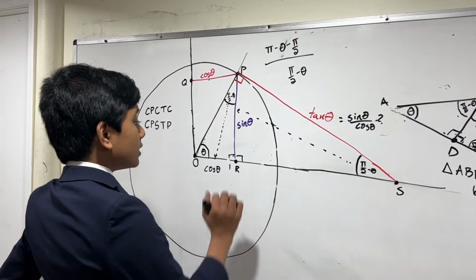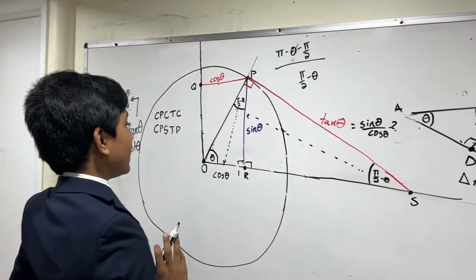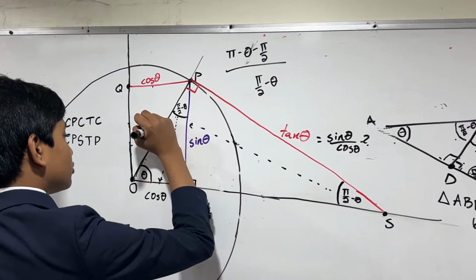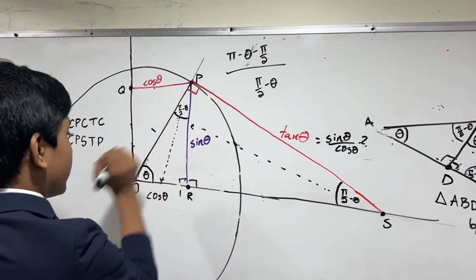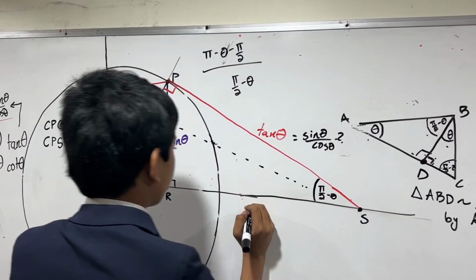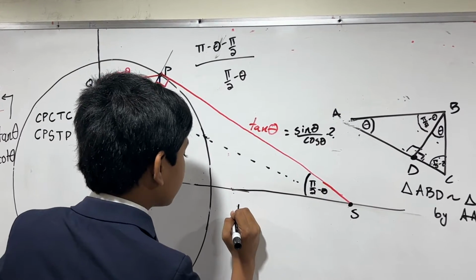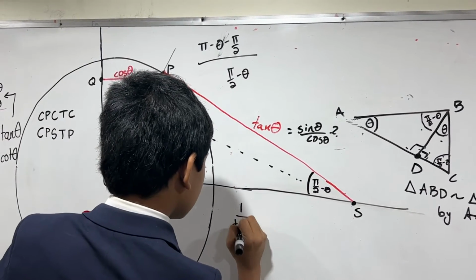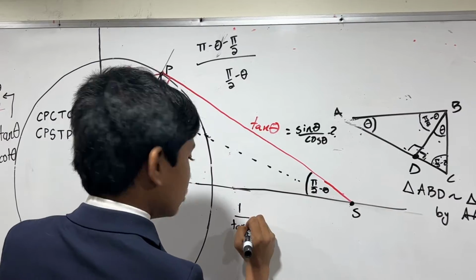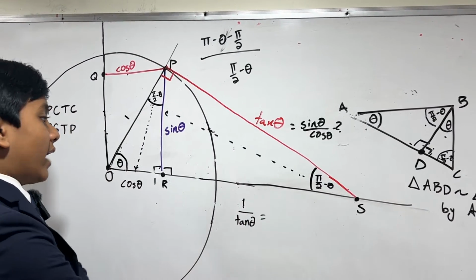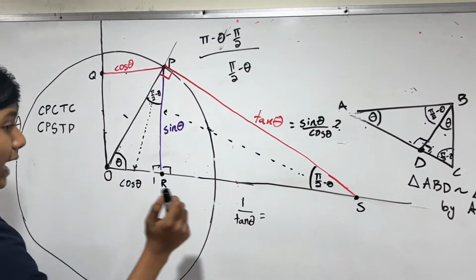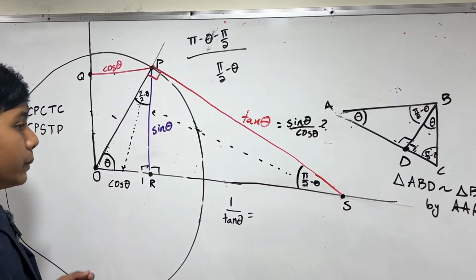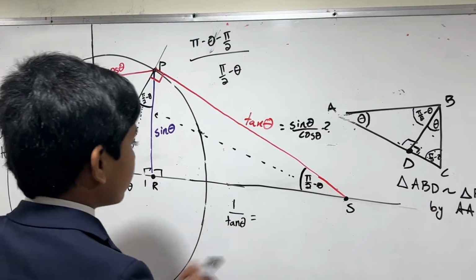corresponding sides. So that means tan theta corresponds to this length, which I should have mentioned is 1 because it's a radius of the bigger circle. So we know that we have a proportion: 1 over tan theta is equal to, well, what do we have now? We don't know this part. We can obviously find it, but that's easier said than done.